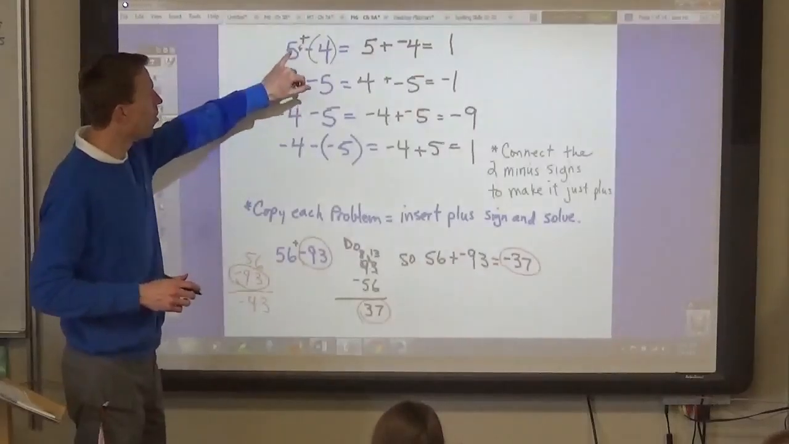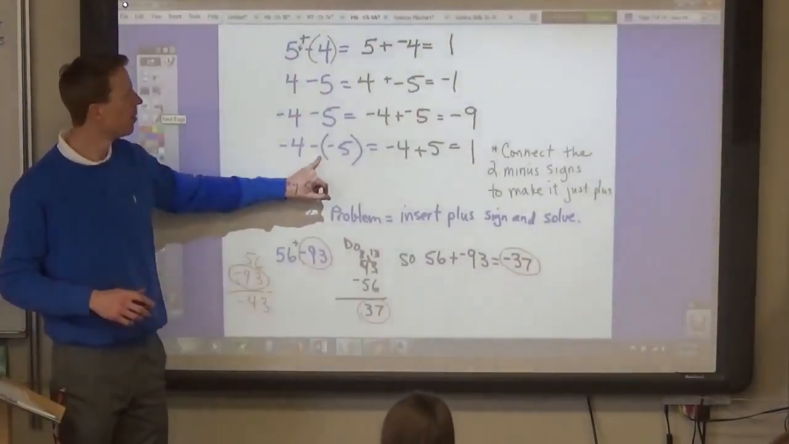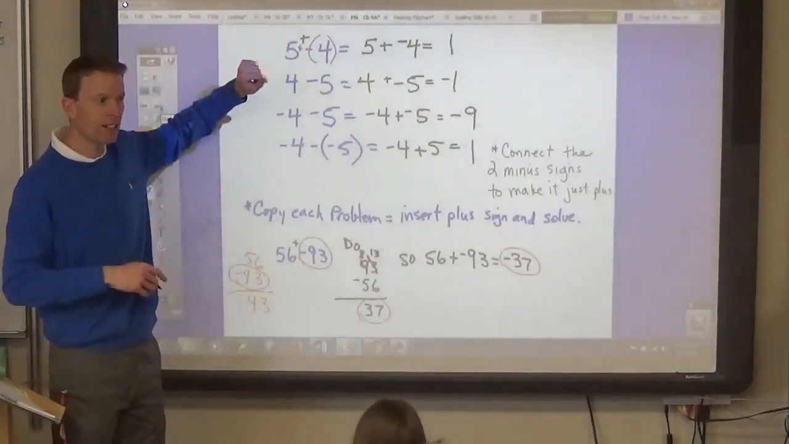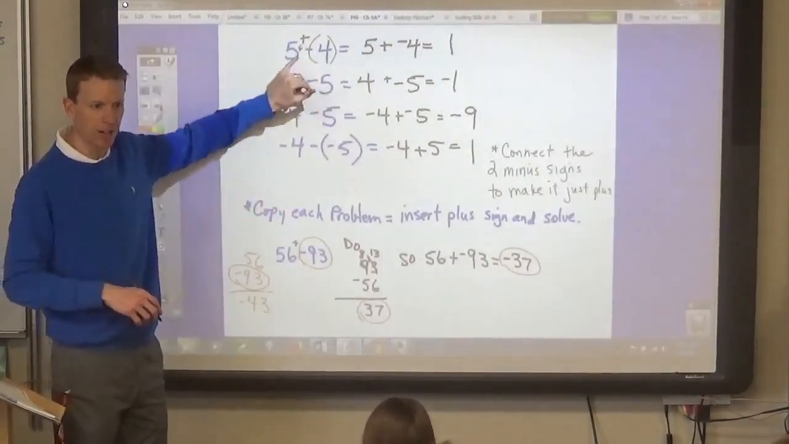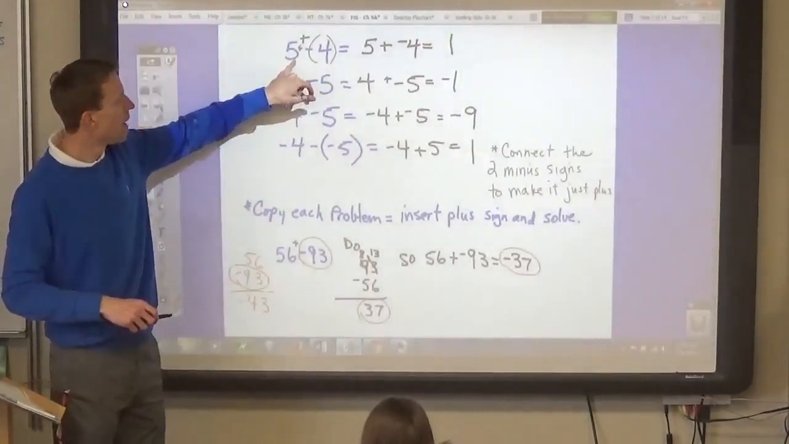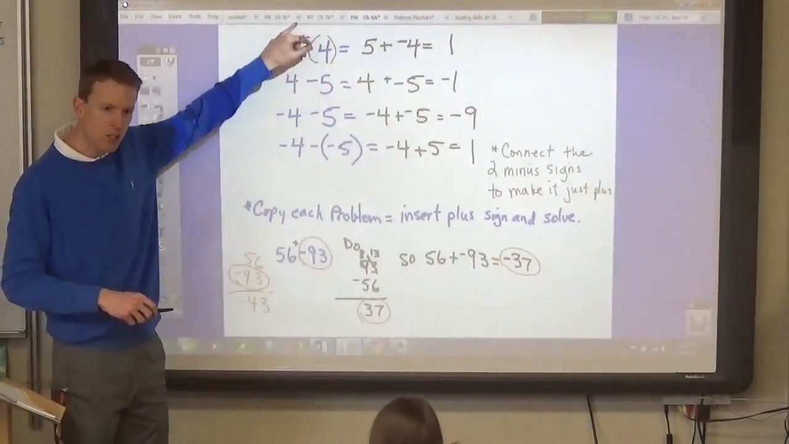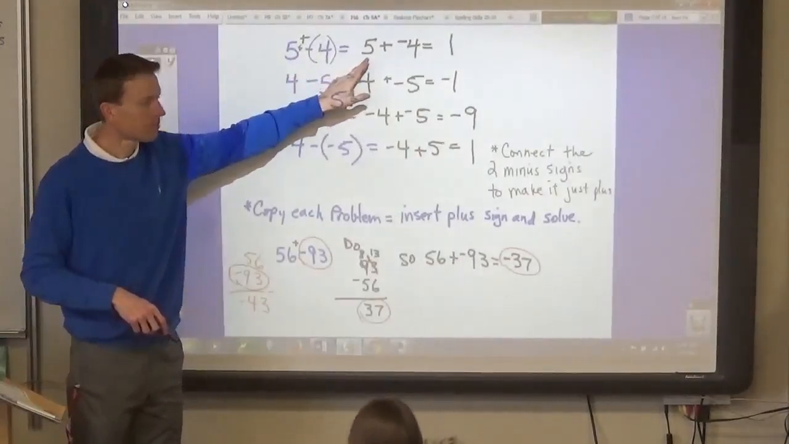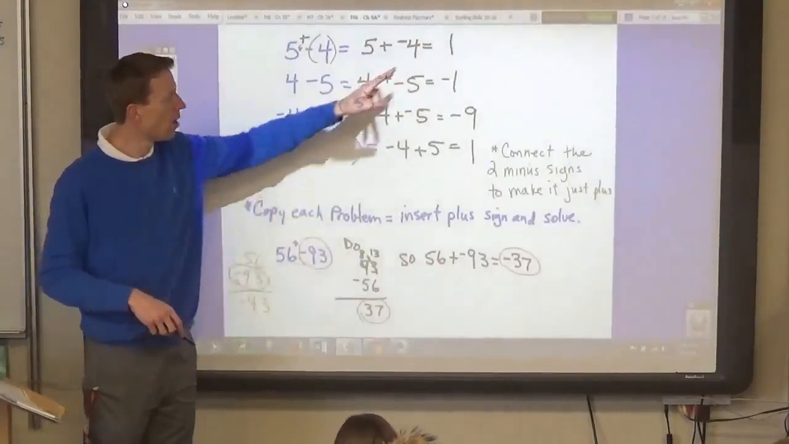Now, it only works when there's 2 negatives in a row. Okay? Look at this. And Liz and Alex, you weren't here yesterday, so copy down this pattern. Take a look at this pattern. So, 5 minus 4 is the original problem. When you insert a plus sign, what does it become, Roy? It becomes 5 plus negative 4. Good, and that's 1.